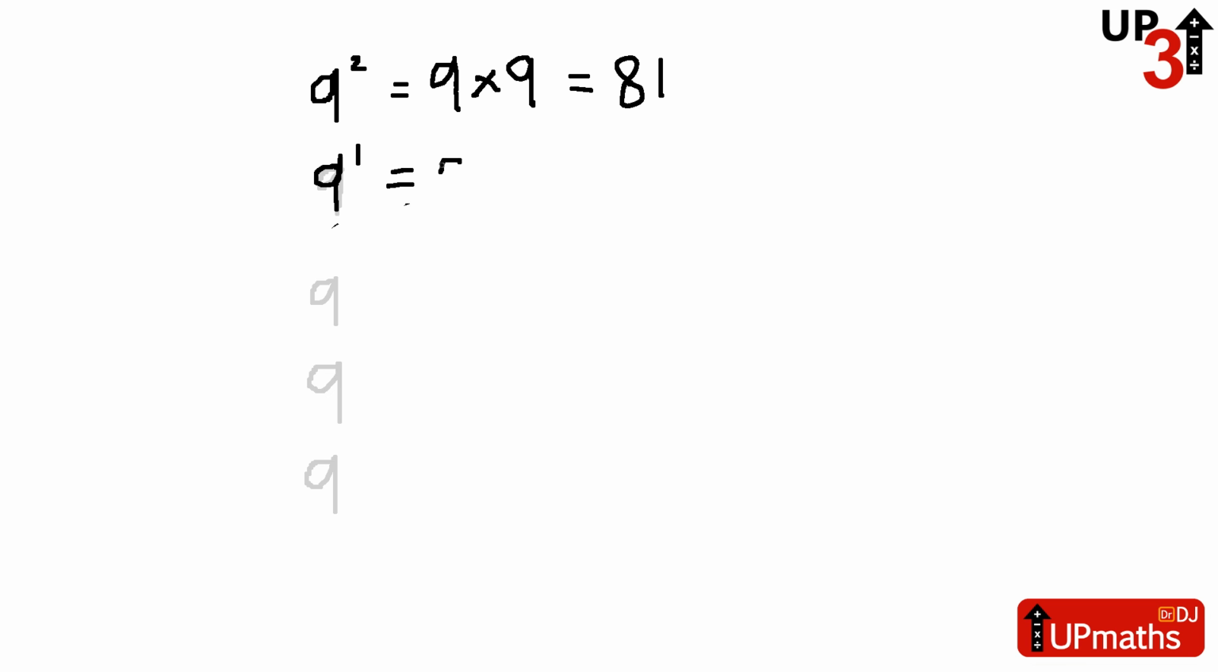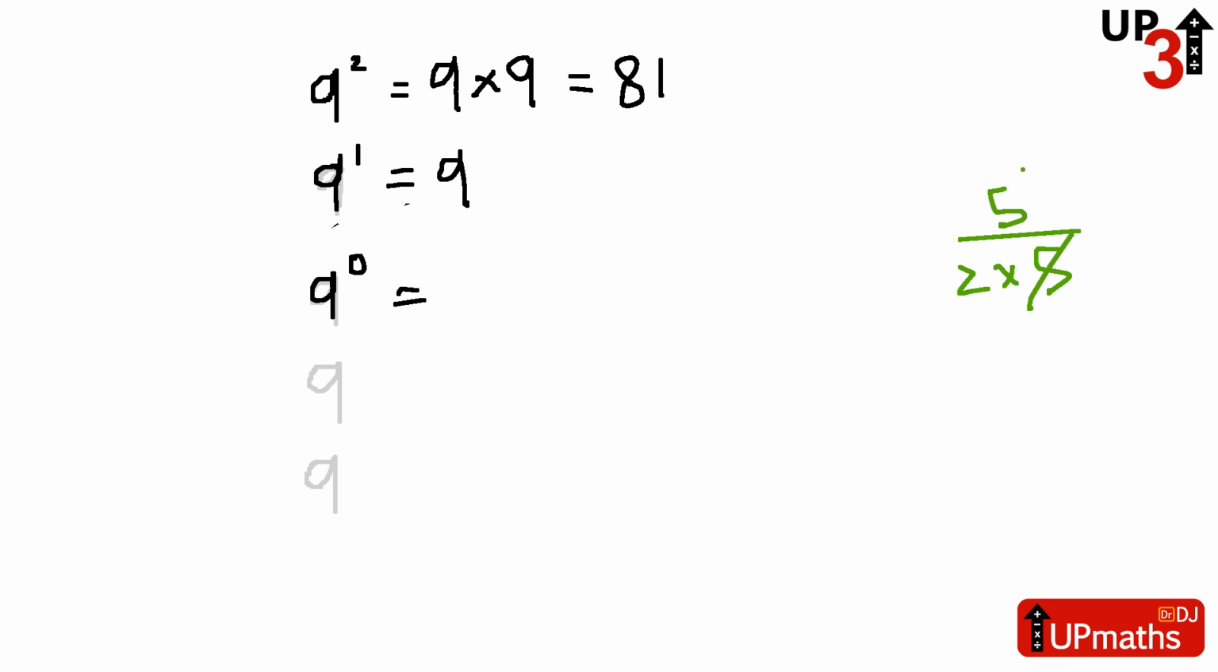9 to the 1, that's just 9. Because it's just 1, you just write 1 9. What about 9 to the 0? Okay, let's look at this a couple of ways. The first way I'm going to look at it is, what if you had 5 divided by 2 times 5?